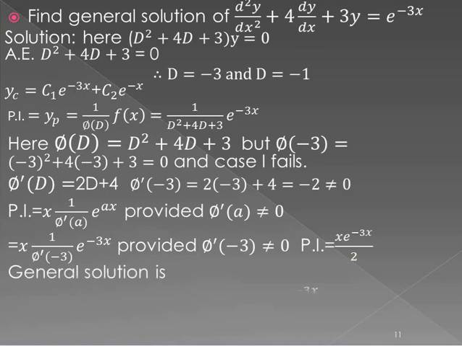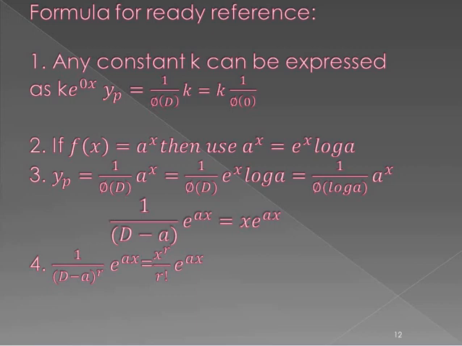So the general solution is yc plus yp is equal to c1 e raised to minus 3x plus c2 e raised to minus x plus x times e raised to minus 3x upon 2. So some basic formulas are there.